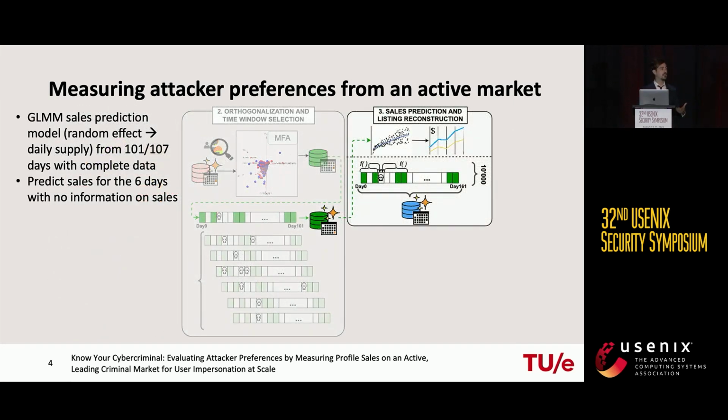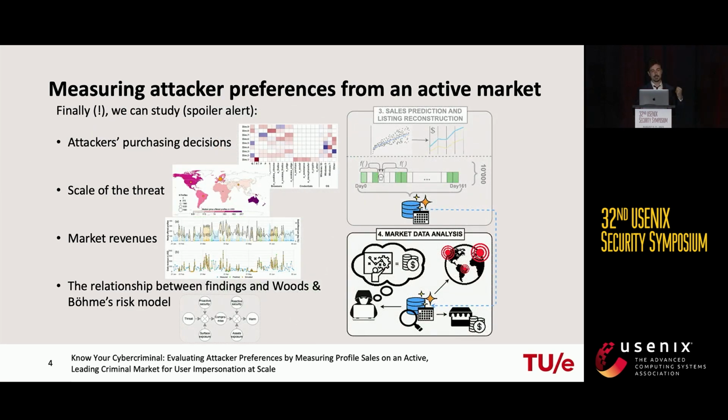Then we create a sale prediction model that, as I said before, accounts for the random effect of the daily supply, and we predict sales for the remaining days. And then we recreate the remaining part of the market we could not gather with a batch of Monte Carlo simulations. So we recreate the 54 missing days. And finally now we have all the market data.